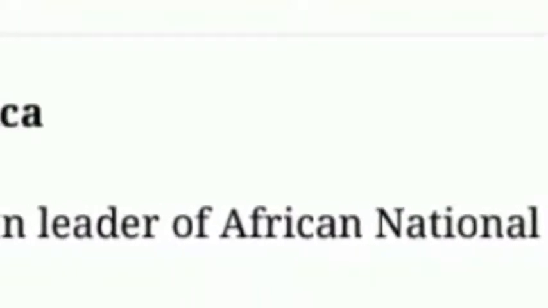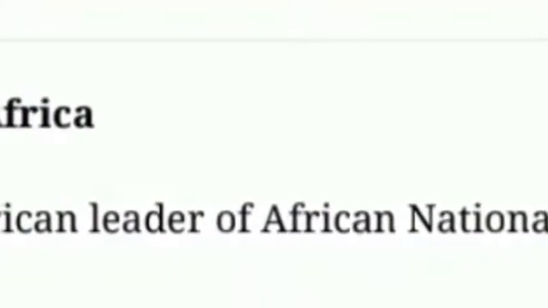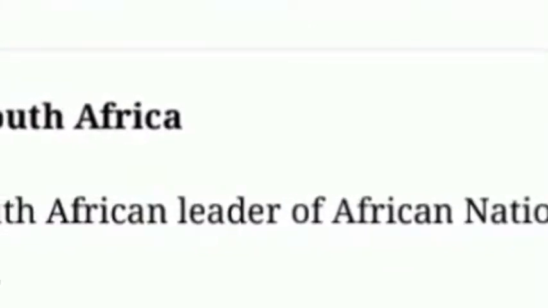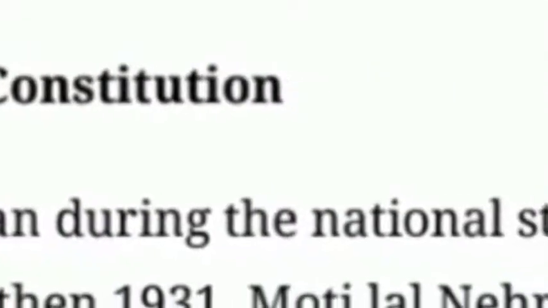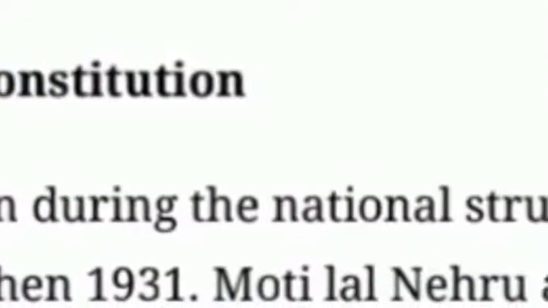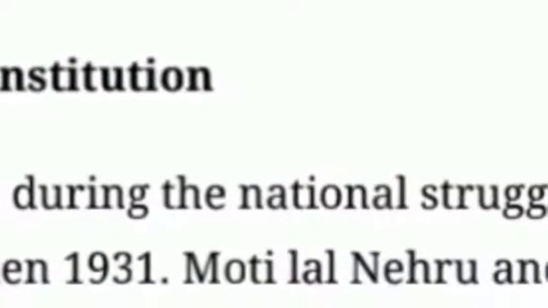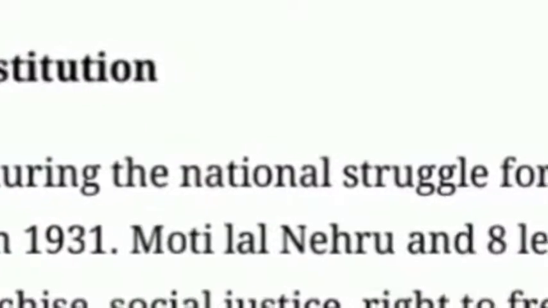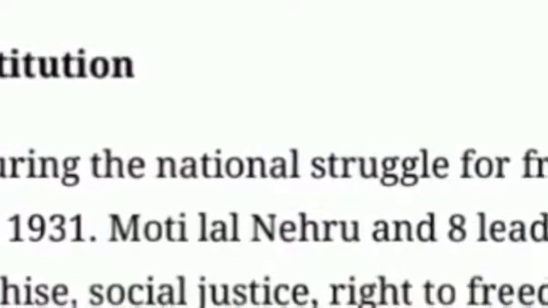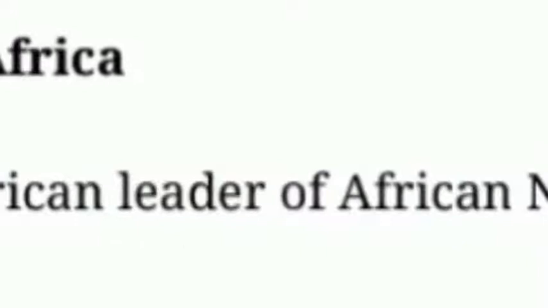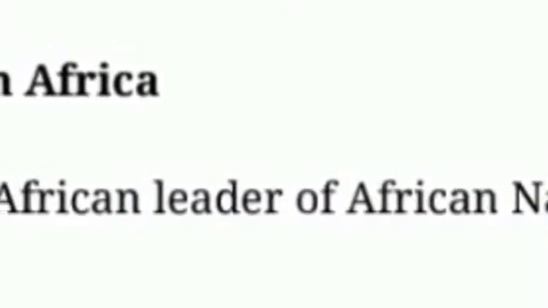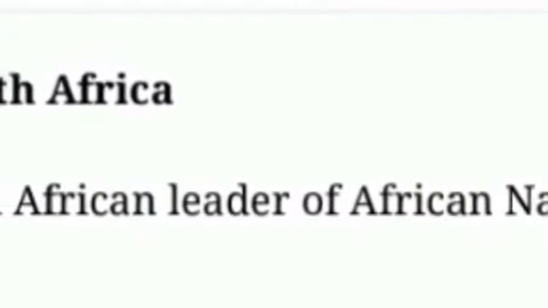Apartheid means the policy of racial separation used in South Africa from 1948 to 1990. The policy of racial separation means that white and black people were kept separated from each other from 1948 to 1990. So you got what apartheid is. Nelson Mandela, the African National Congress leader, fought for a long time against apartheid.